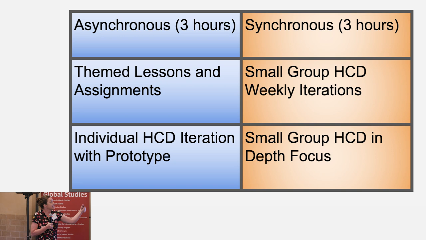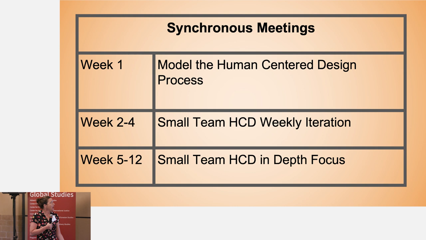Synchronously, again, we would meet 3 hours a week. The first week, we're going to model the human-centered design process. Weeks 2 through 4, they're going to do small team weekly iterations of that design process within the constraints of the 3-hour time limit that we're meeting. And then weeks 5 through 12, they'll work in small teams for a more in-depth focus.